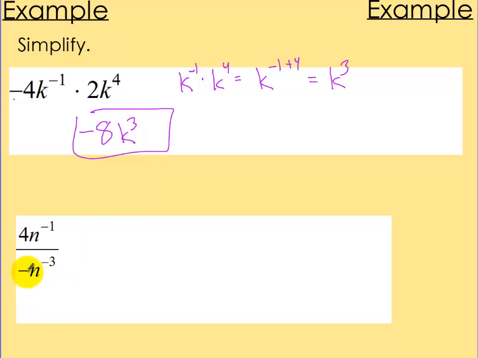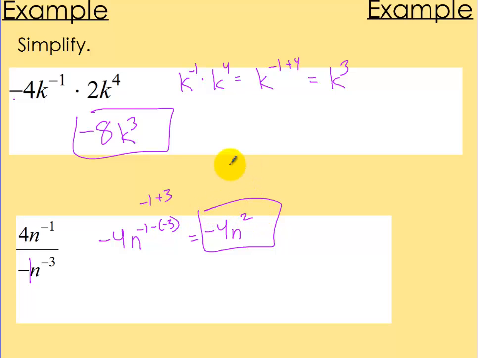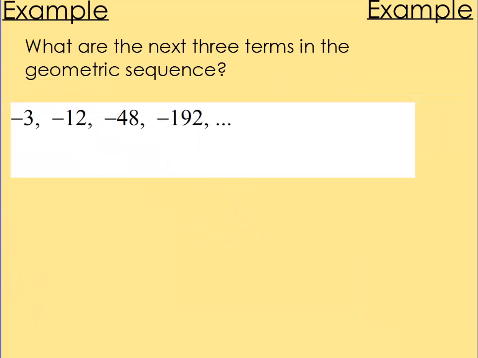This bottom one here, well, I have negative n to the -3. This is like -1 times n to the -3. So 4 divided by -1 will be -4. And then n to the -1 over n to the -3. I'm going to follow the rule for dividing the exponents. So it's going to be n to the -1 minus -3. -1 minus -3 is like -1 plus 3. So this comes out to -4 times n squared. And that's my final answer. And of course, there's other ways you could have done that. Try the next one. Pause the video.